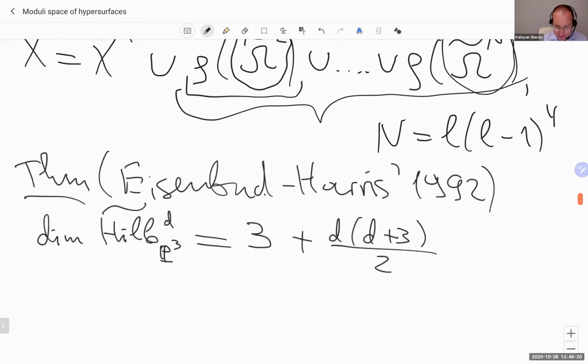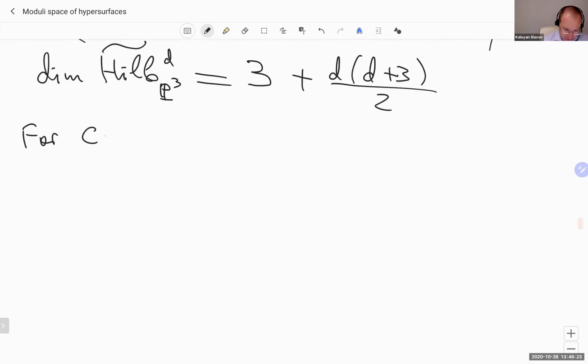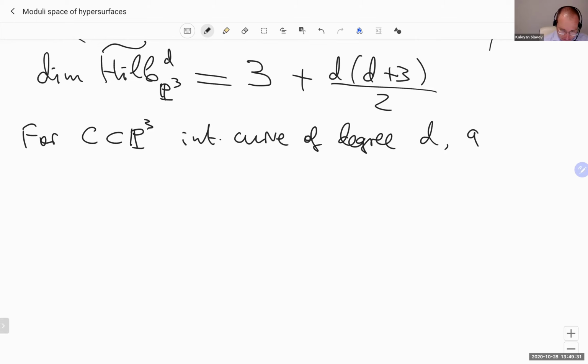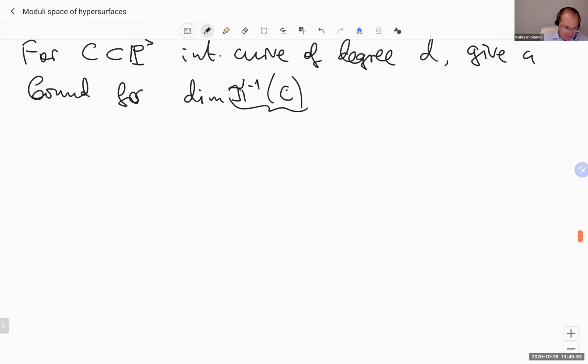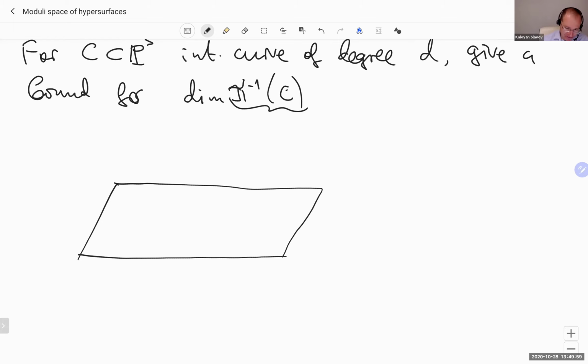So for an integral curve C in P3 of degree D, give an upper bound for the dimension of pi inverse of C. Pi inverse of C is the space of hypersurfaces whose singular locus contains specifically the curve C. And here's the thing, it's possible to do it. It's possible to give a bound.